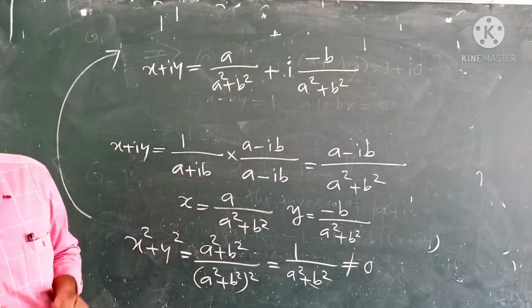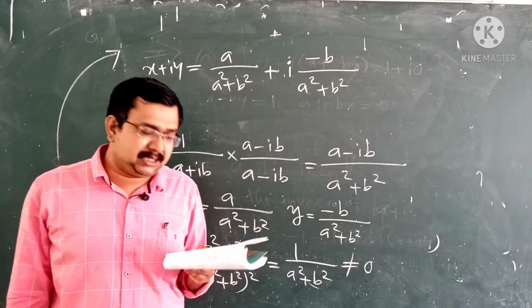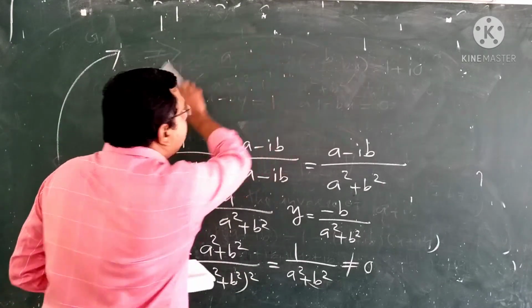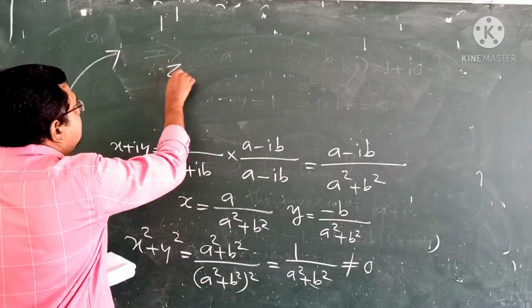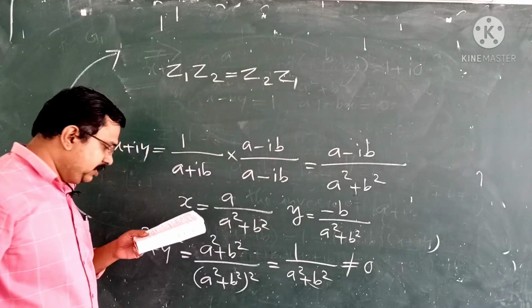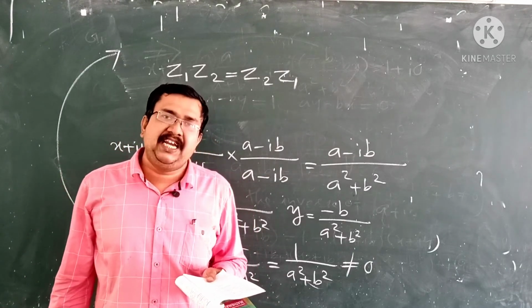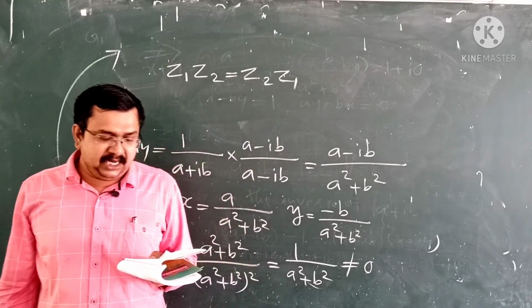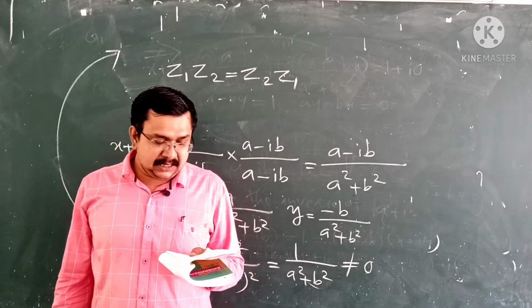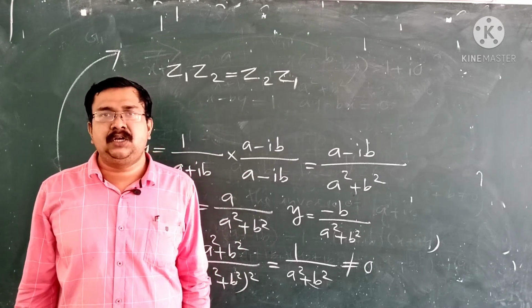Okay, now the last step is we want to prove that multiplication of complex numbers is commutative. Therefore, it is an abelian group. That means you know that z1 into z2 is equal to z2 into z1. That is, multiplication of complex numbers is commutative. Therefore, it is an abelian group, and since C plus has an infinite number of elements, therefore C plus is an infinite abelian group. Okay, that is the conclusion of our problem.